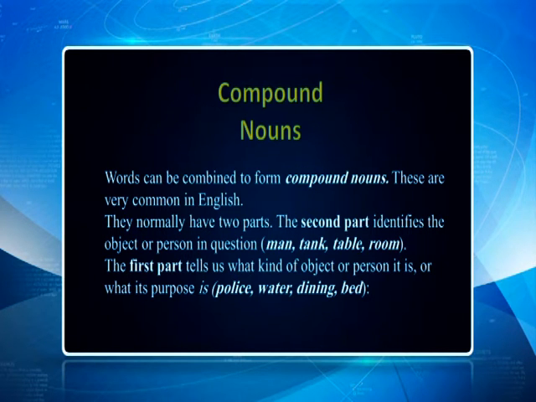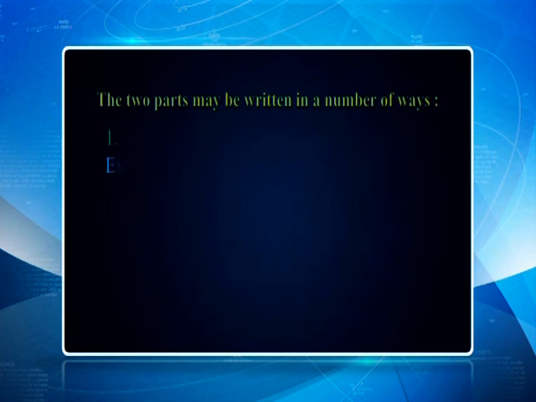The first part tells what kind of object or person it is or what its purpose is. For example, we have police, water, dining, and bed. We can say police man, water tongue, dining table, etc. Okay? Another table illustrating the meaning of compound nouns.